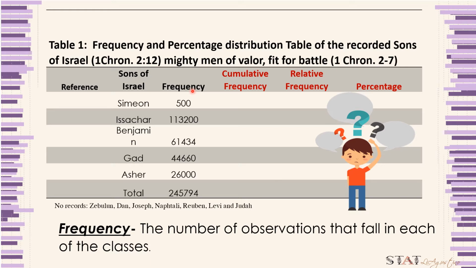So frequency is just like the number of occurrences. For example, how many students, or what is the frequency of theology students who are taking the statistics subject in this semester? Let's say they are 14. So the frequency is 14. How about in biology? Let's say they are 11. So the frequency is 11.